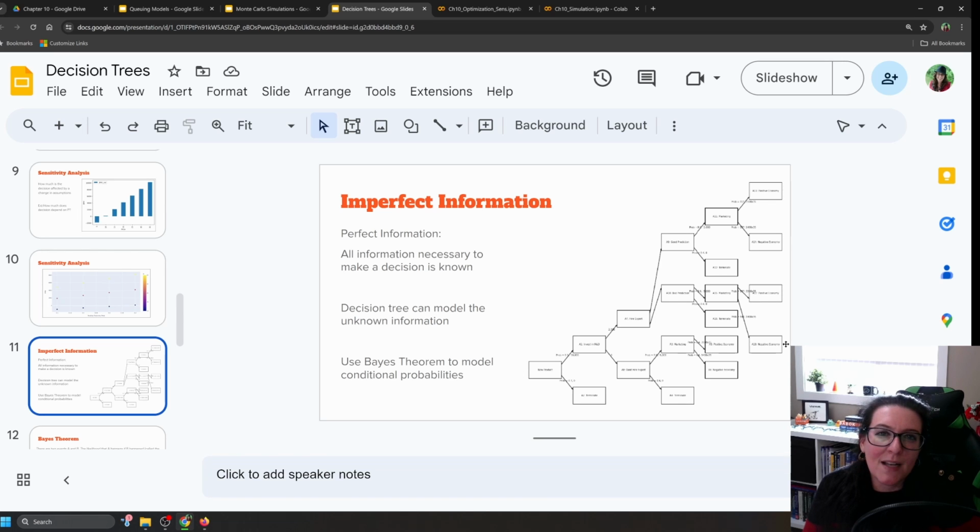So maybe we're going to contact some experts who are going to give us some idea as to possible outcomes. We can use our decision tree to model the unknown information, and later we can use Bayes' theorem to model conditional probabilities that say the value of the outcome will depend on if this happens, then that happens, and what's the likelihood that they happen. So first though, let's make our very complicated decision tree.